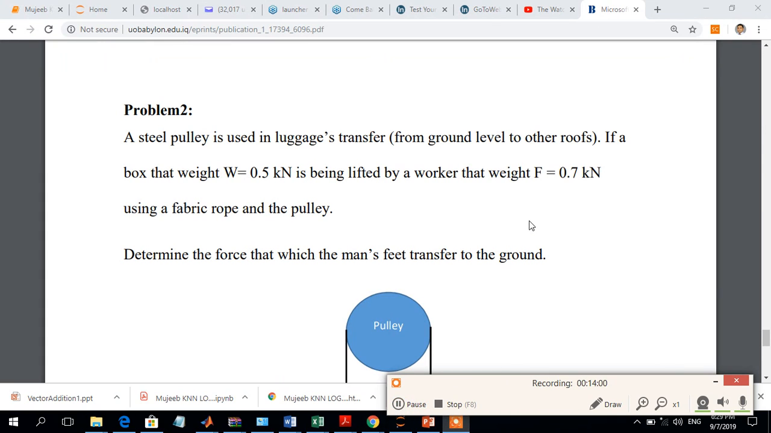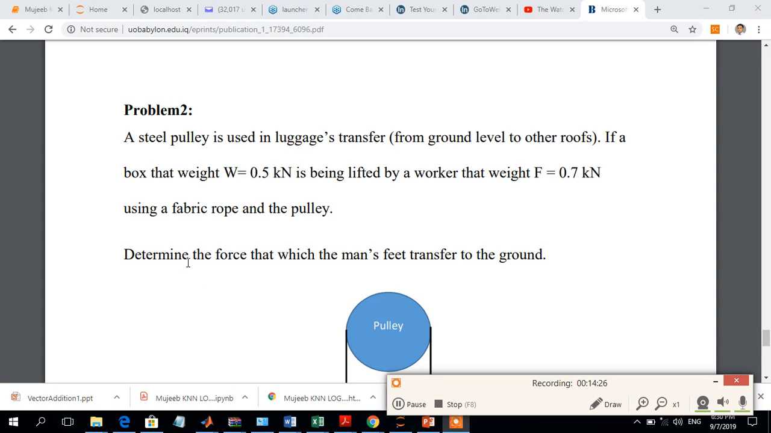So this is another example. This example is like a steel pulley that is used in luggage transfer from ground level to other roofs. You will find something like this at construction sites, airports and so on. A box that weighs 0.5 kilonewton is being lifted by a worker that weighs 0.7 kilonewton using a fabric rope and pulley.